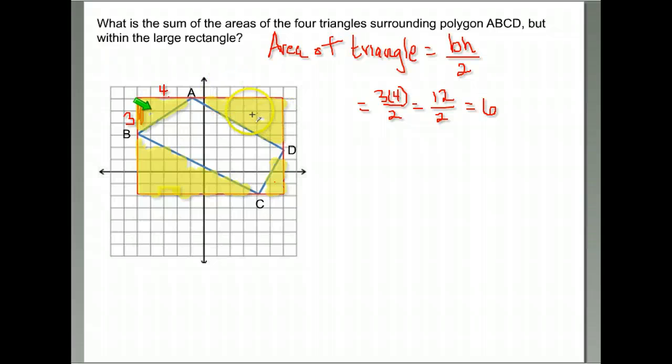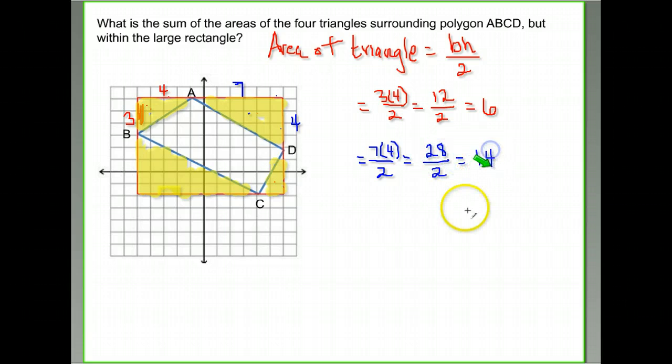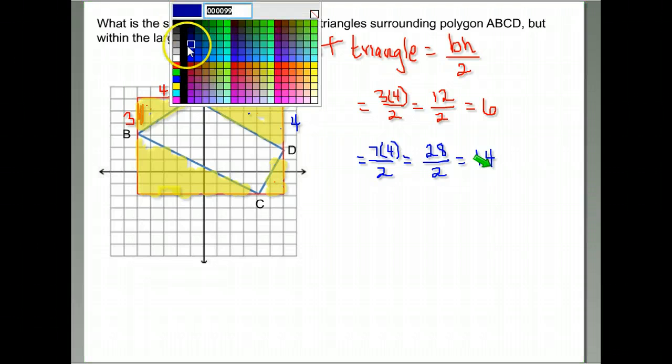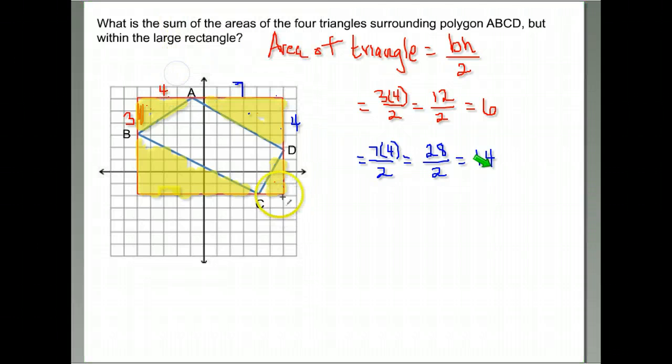I'm going to change colors and we're going to come over to this one. We need to know the base and the height. So we have 1, 2, 3, 4. It's the length of this side. And 1, 2, 3, 4, 5, 6, 7 is the length of this side. Let's find the area. It's base times height divided by 2. So 7 times 4 divided by 2. 7 times 4 is 28, and 28 divided by 2 is 14. And we continue. Let's move to the next one.